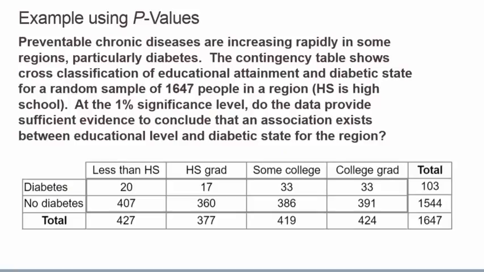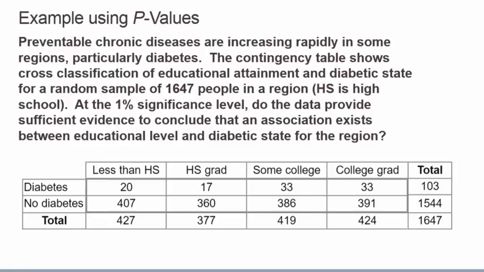Example using p-values. Preventable chronic diseases are increasing rapidly in some regions, particularly diabetes. The contingency table shows cross-classification of educational attainment and diabetic state for a random sample of 1,647 people in a region. HS is high school. At the 1% significance level, do the data provide sufficient evidence to conclude that an association exists between educational level and diabetic state for the region?